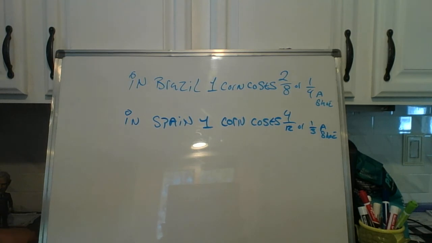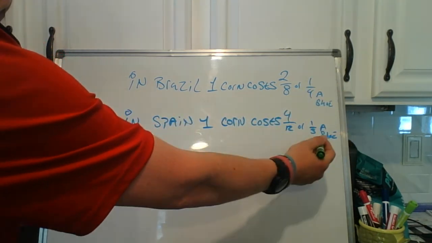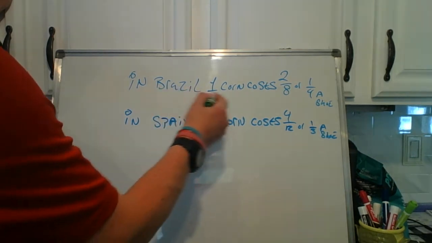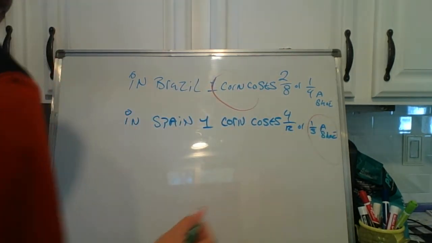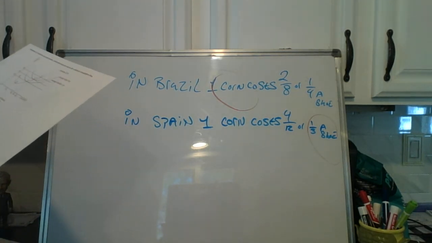So what does that tell us? That tells us that Brazil gives up less in terms of shoes. 1/4 is less than 1/3, right? They give up less in terms of shoes when making their corn. So Brazil should do corn, Spain should do shoes, and they should trade, and they'll both be better off. Okay, so that was choice, what number is this? 31. That was choice D. Brazil will import corn and export shoes.